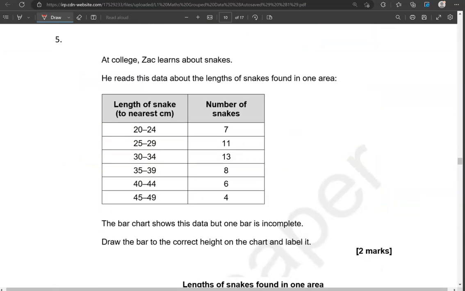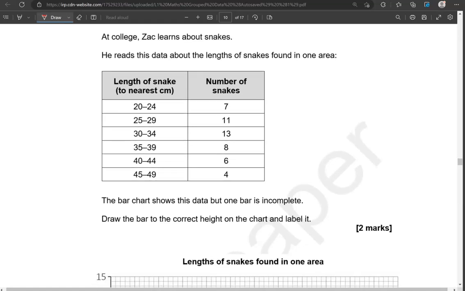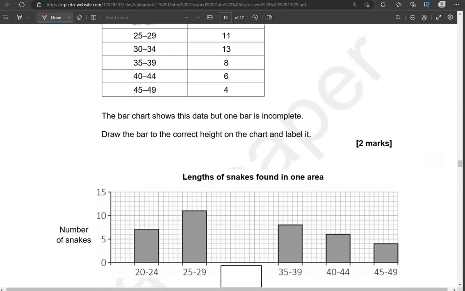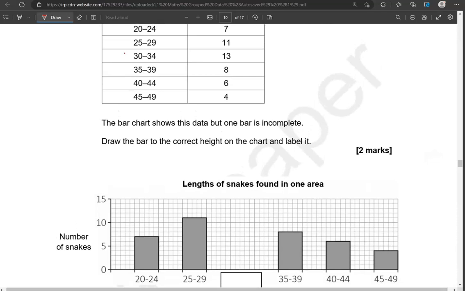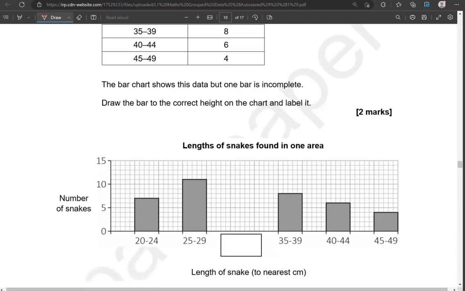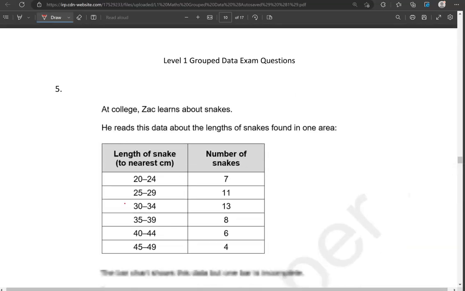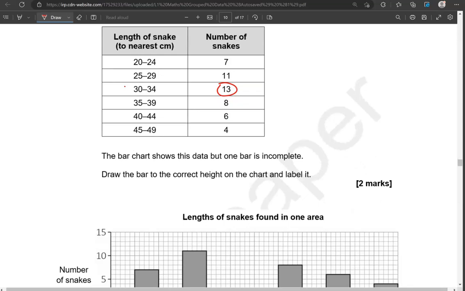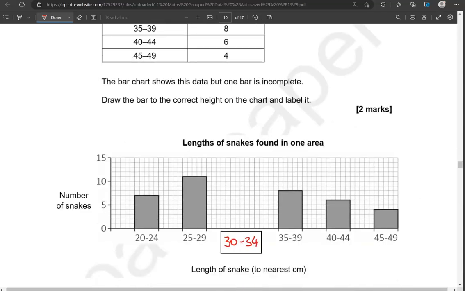At college, Zach learns about snakes. He reads this data about the lengths of snakes found in one area. The bar chart shows this data, but one bar is incomplete. Draw the bar to the correct height on the chart and label it. So the third one is missing, which is 30 to 34. And frequency for that is 13. So number of snakes, 13.